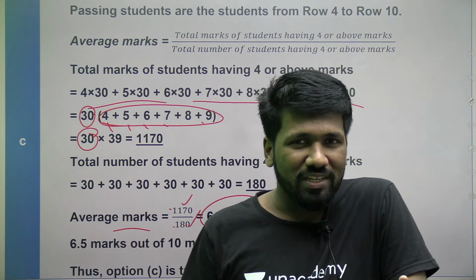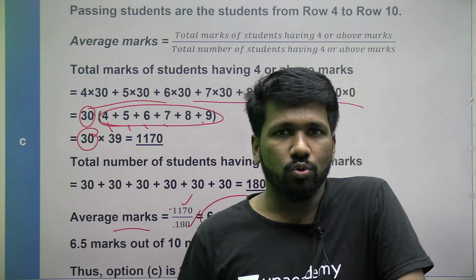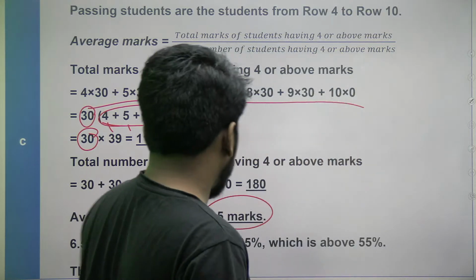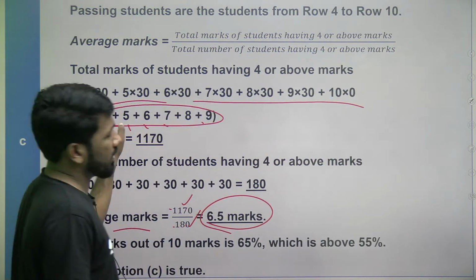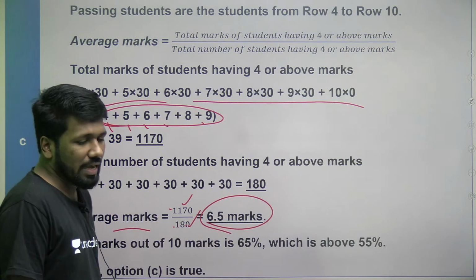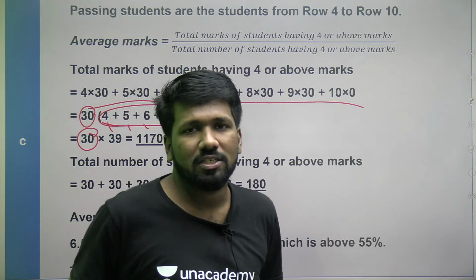That does not mean weightages should not be considered in any question. Only if weightages are same can you do this. Here weightages are same, that is why we are doing that. So either considering weightage or without considering weightage, you will end up at 6.5 marks as the average marks of passing students.